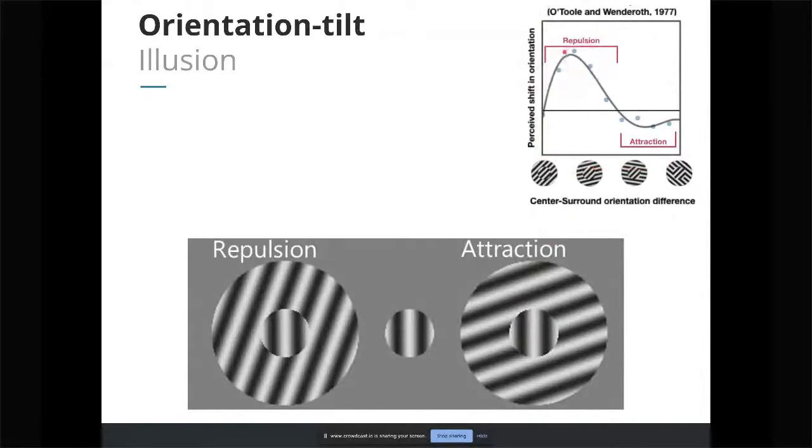What you see here is that when the angular difference between the center and the surround is small, the surround appears to repulse the center, tilting it away from the orientation of the surround. Past a critical angular difference, the effect reverses, and then the surround appears to attract the center. A critical question for vision science is whether this phenomenon reflects a bug of the visual system, or rather a feature.